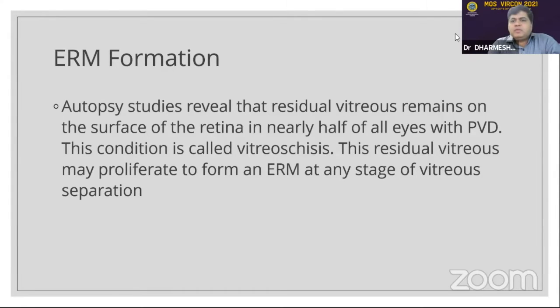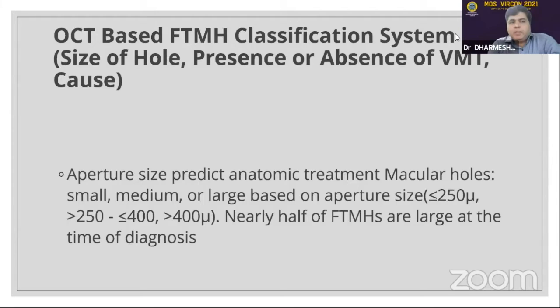ERM formation is always seen as the residual vitreous remains on the surface of the retina after the PVD, and that is called vitreous schisis, and then later on that forms the epiretinal membrane.